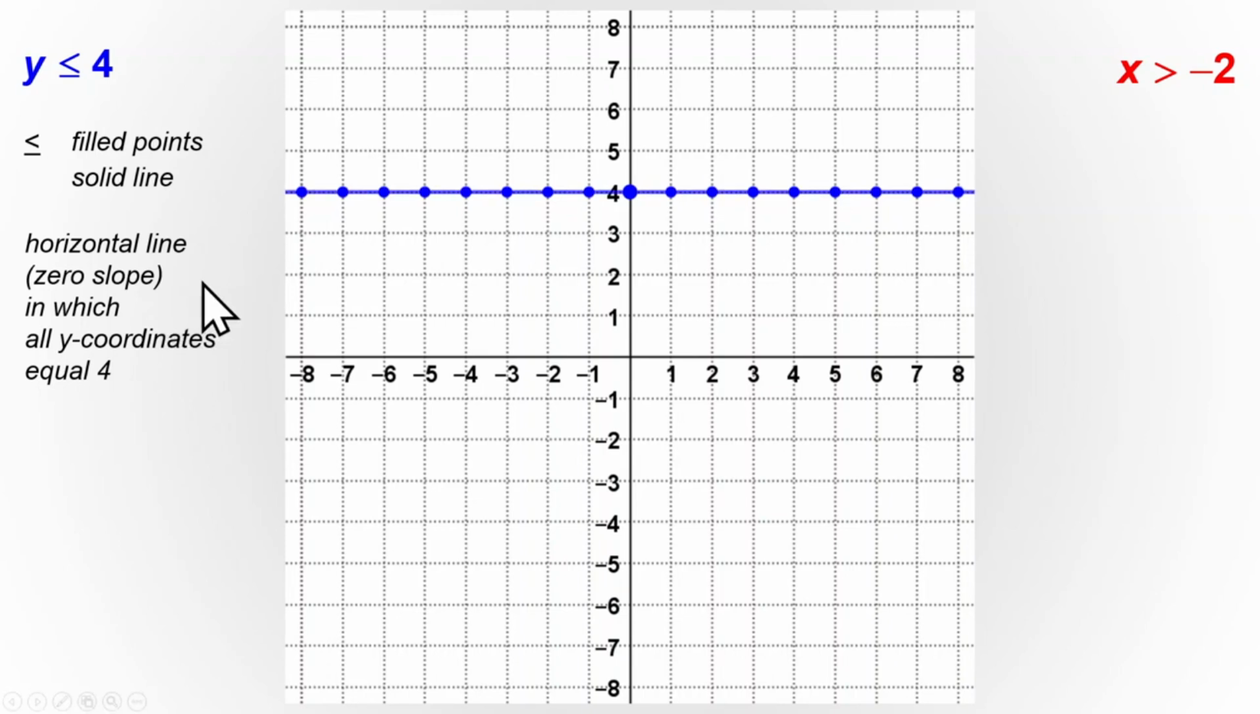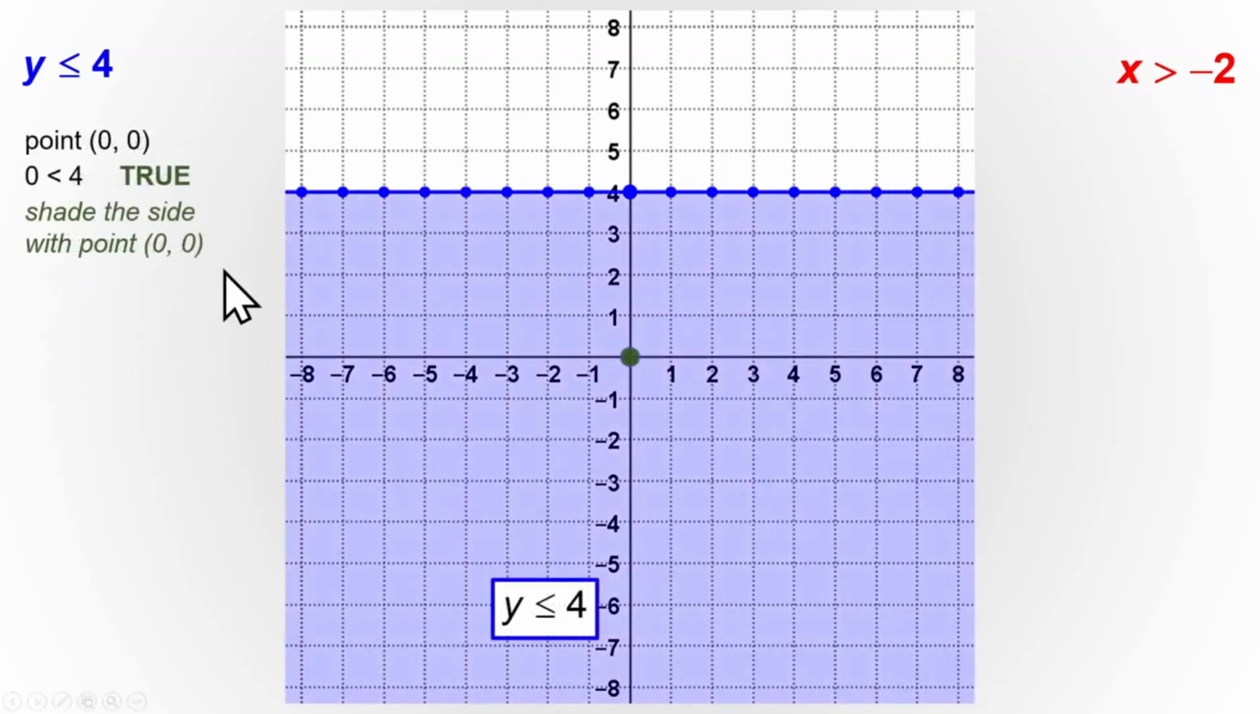We're still going to go ahead and pick one of 2 sides. Now, in this case, I'm going to keep going back to 0, 0. The reason I like to choose 0, 0 is because it's an easy point to work with. So why not use it whenever possible? If I put 0, 0 into here, 0 is less than 4, this is true. So I'm going to shade the side with point 0, 0.